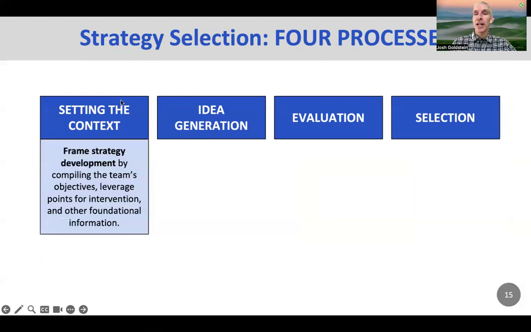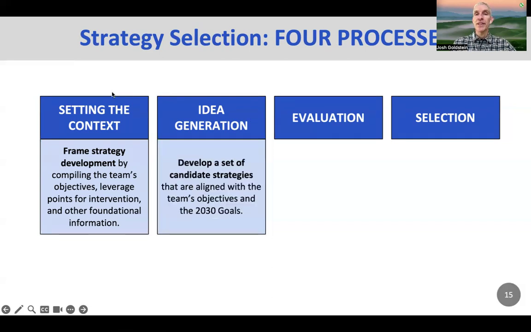The first process is setting the context. This establishes the frame for strategy development by compiling the team's objectives, meaning their ultimate ends, potential leverage points for intervention, for example, if those were surfaced during the situation analysis, and other foundational information. In doing so, it helps ensure that the strategies developed are responsive to what the team seeks to achieve and the real-world context in which it's operating.